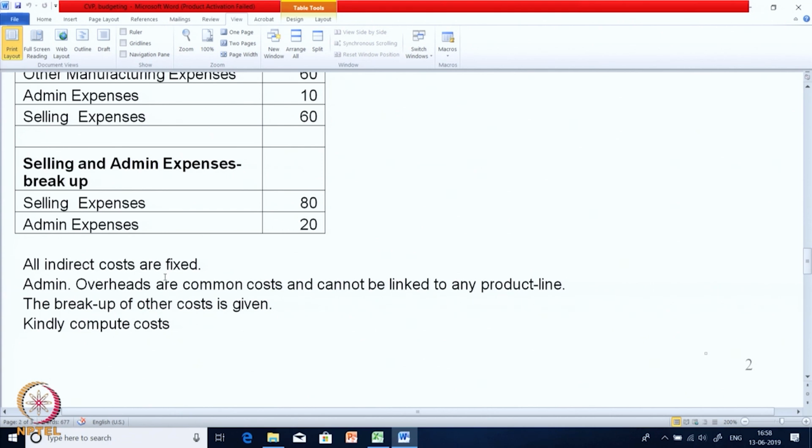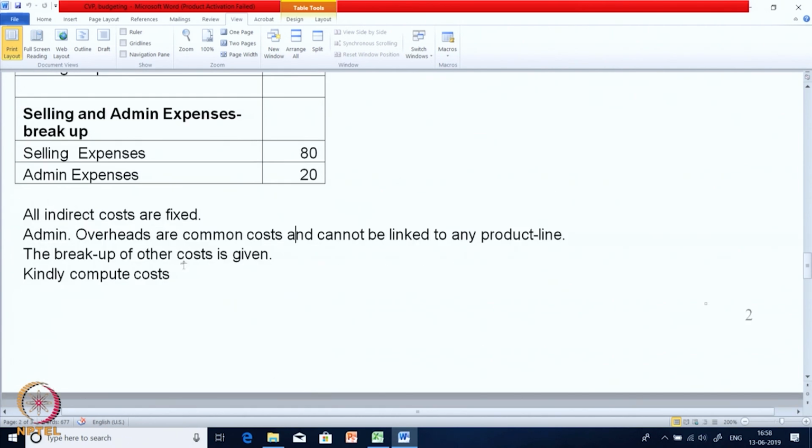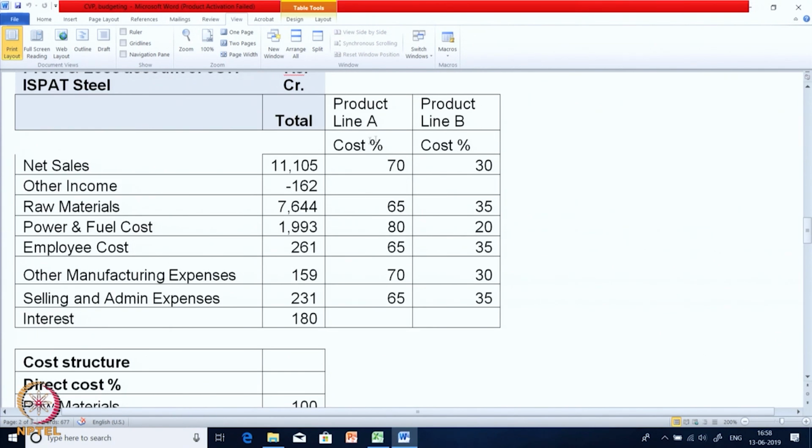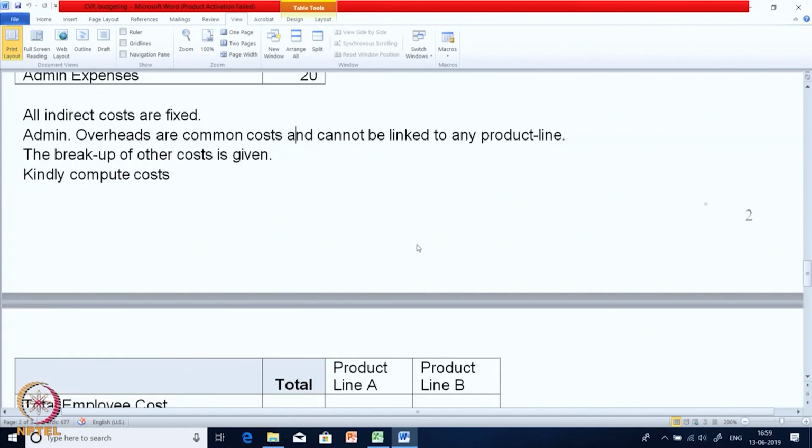All indirect costs are fixed. Admin overheads are common costs and cannot be linked to any product line. The breakup of other costs is given. This particular breakup is not applicable to admin overheads, but for other items you can break them down as per the given percentage.